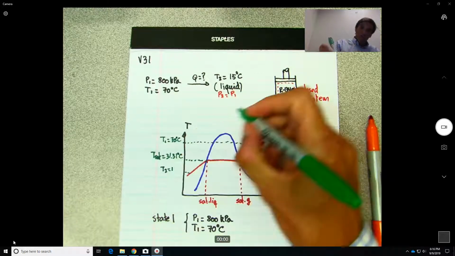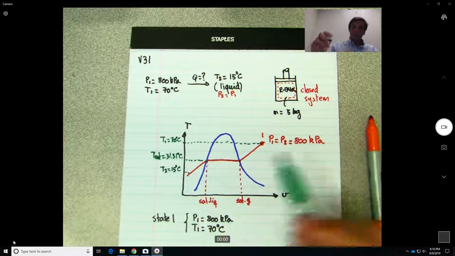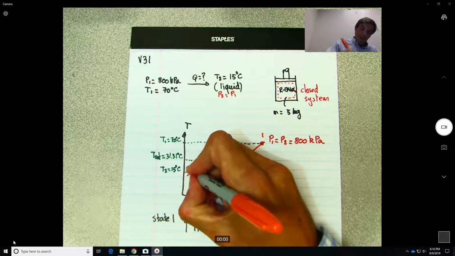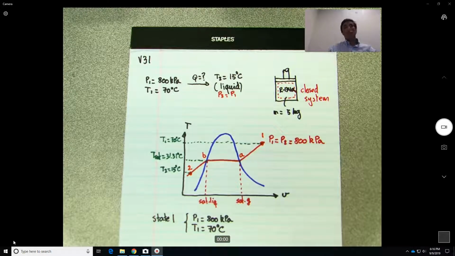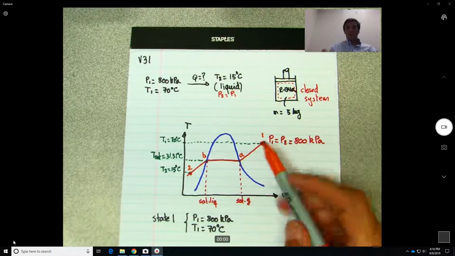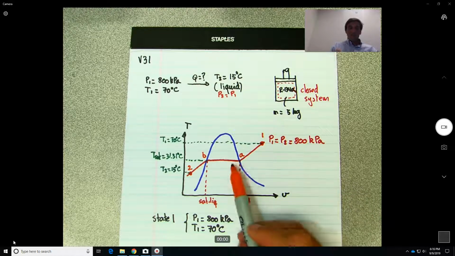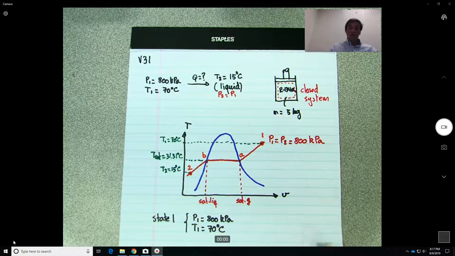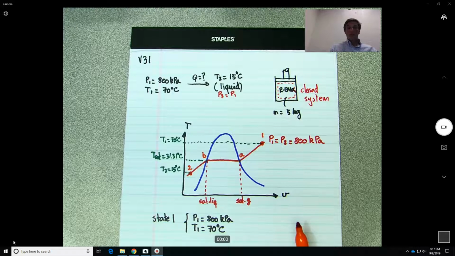T2 equal to 15 degrees Celsius, and it will be in the liquid state. So let's say this will be 0 and 2, and let's say it will be A and B. We don't really need A and B, but just for the figure. So you see the substance goes from gas, becomes a mixture, and becomes a liquid. So going from 1 to 2, what is the amount of heat lost by the refrigerant?